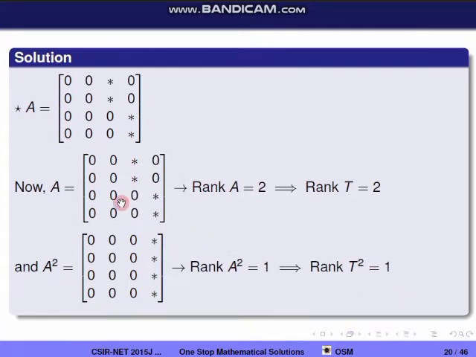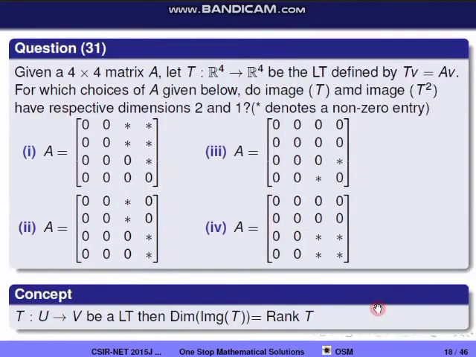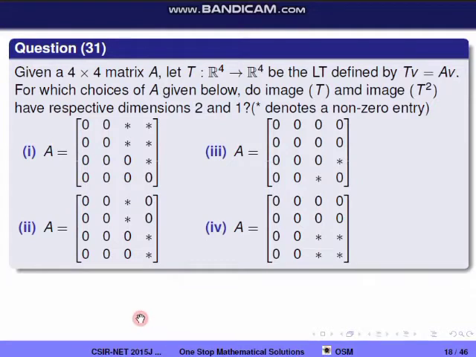For the second option, I'm getting rank of A is 2, which implies rank of T is 2, and rank of A square is 1, and rank of T square is 1. Similarly, check it for the third option. For the third option, I'm getting rank of T is equal to 2, and rank of T square is 2. And for the fourth option also, I'm getting rank of T is equal to 2, rank of T square is equal to 2. So now we'll check the correct option. So the correct options are 1 and 2.